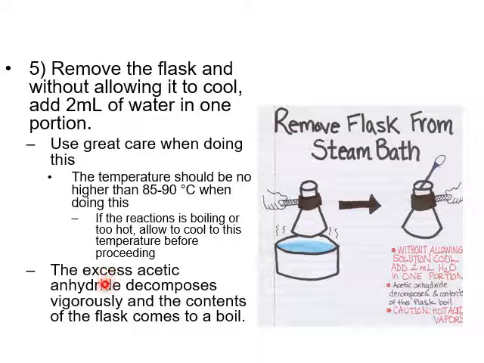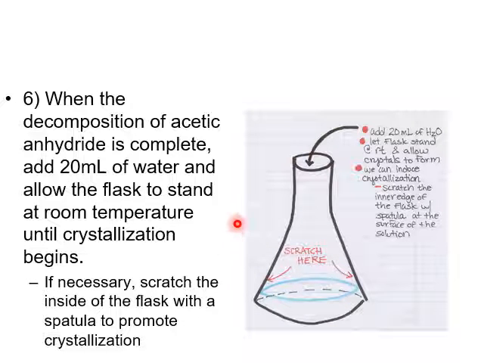Any excess acetic anhydride decomposes vigorously, and the contents of the flask comes to a boil. Again, once you add water, you have to add sometimes dropwise, depending on how much acetic anhydride you actually used. So you have to be careful. Afterwards, you're still going to promote the crystallization of a compound. So when you think that the decomposition of acetic anhydride is complete, you're going to add 20 ml of water, and you allow it to just crystallize.